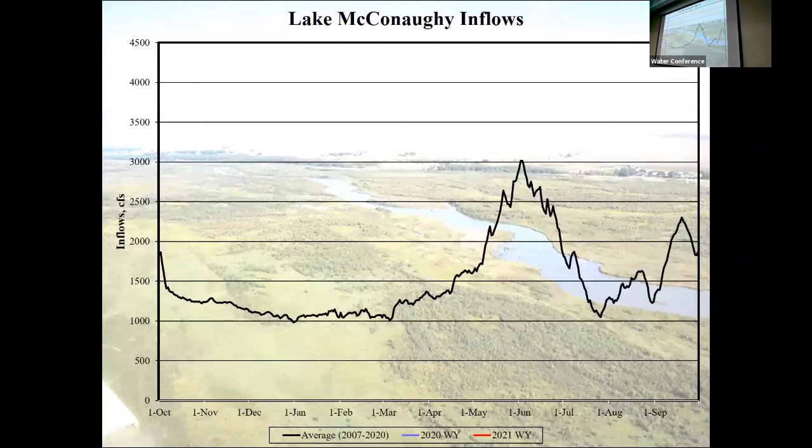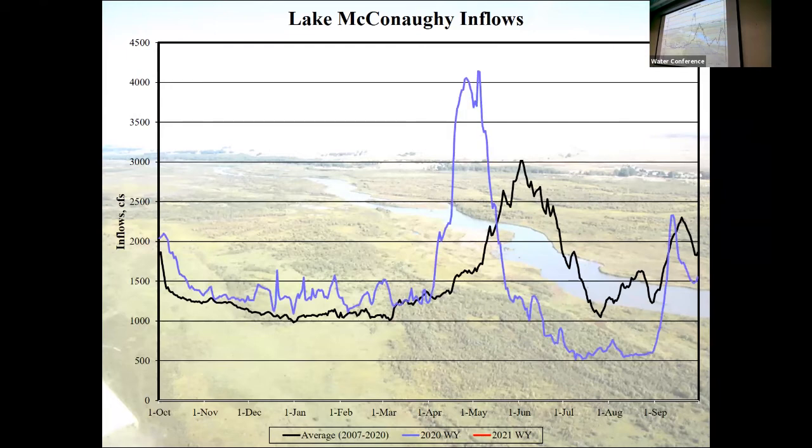Now we'll talk about Lake McConaughey. This is a graph of Lake McConaughey inflows. That black line you see there is our average inflows from 2007 to 2020. That blue line is last year's inflows. You can see first half of the year above average almost every day.